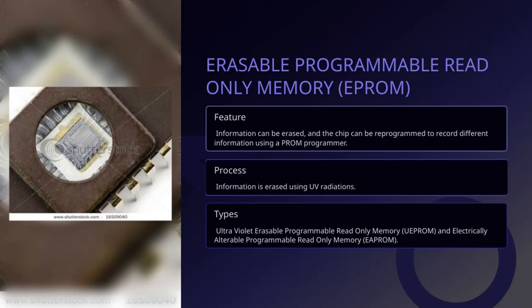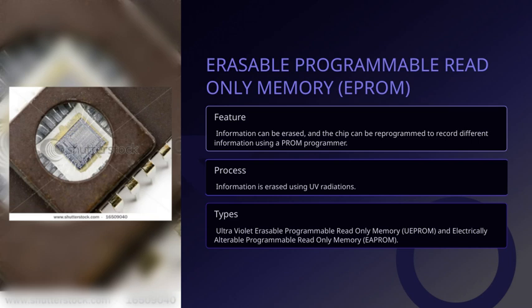Today, I'll be talking about erasable programmable read-only memory, or EPROM for short. One of its key features is that the information stored on it can actually be erased, and then the chip can be reprogrammed to record new data. This makes EPROM quite versatile compared to traditional ROM, which is permanently written during manufacturing. To reprogram the chip, we use a PROM programmer, which essentially writes new data onto it after erasing the old information.